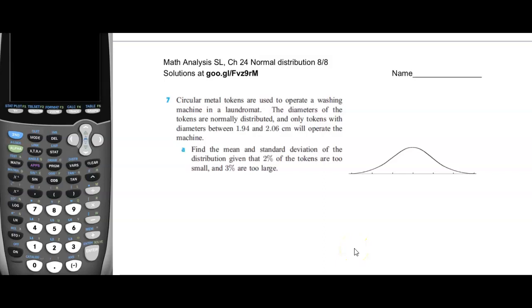Page 8 of normal distribution. One last challenging problem where we're finding mean and standard deviation, and we know everything else.